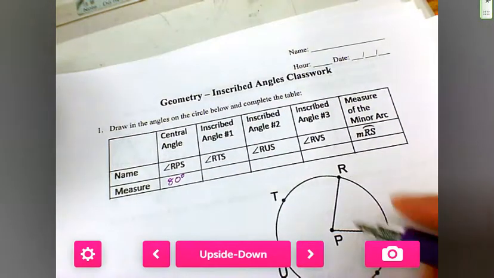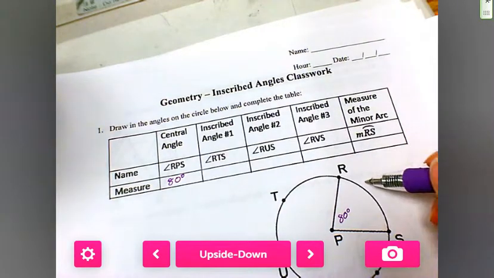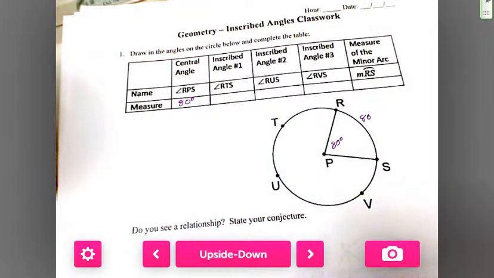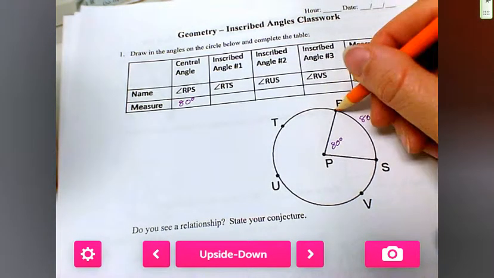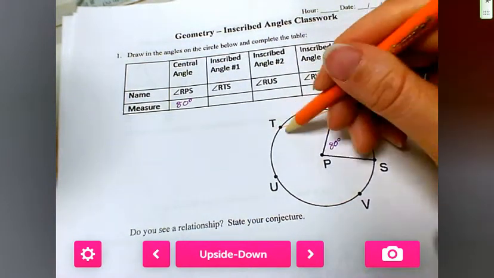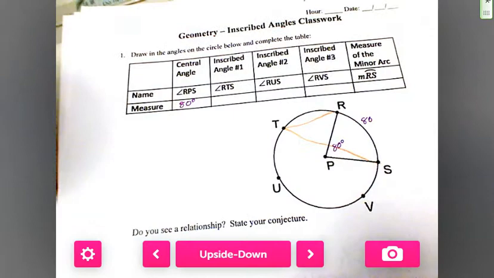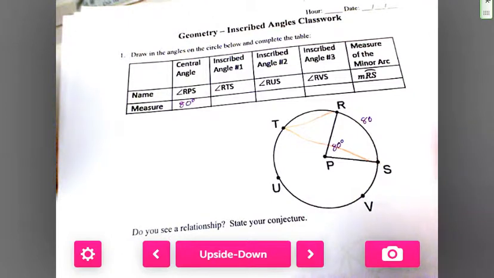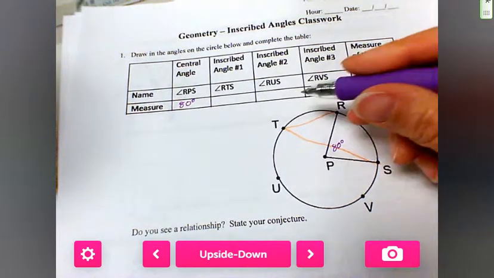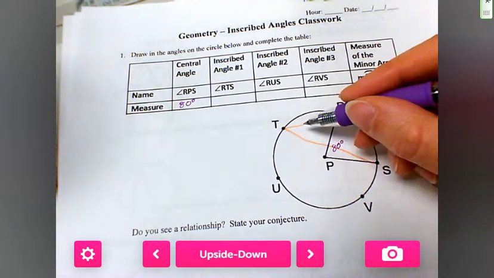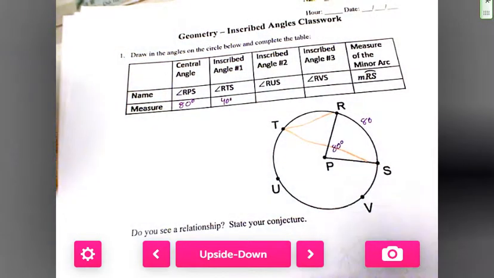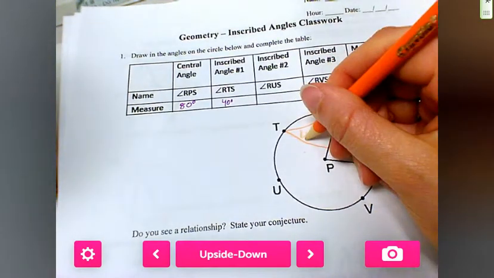If this central angle right here is 80 degrees, what's this arc? 80, right? Because central arcs and angles are the same. That was last night's homework. Okay, now we've got an inscribed angle. It's R, T, S. So what is the angle of RTS that we learned from our rules about inscribed angles and intercepted arcs? The arc's 80, so the angle has to be half. So what's half of 80? 40. So this is 40 degrees.